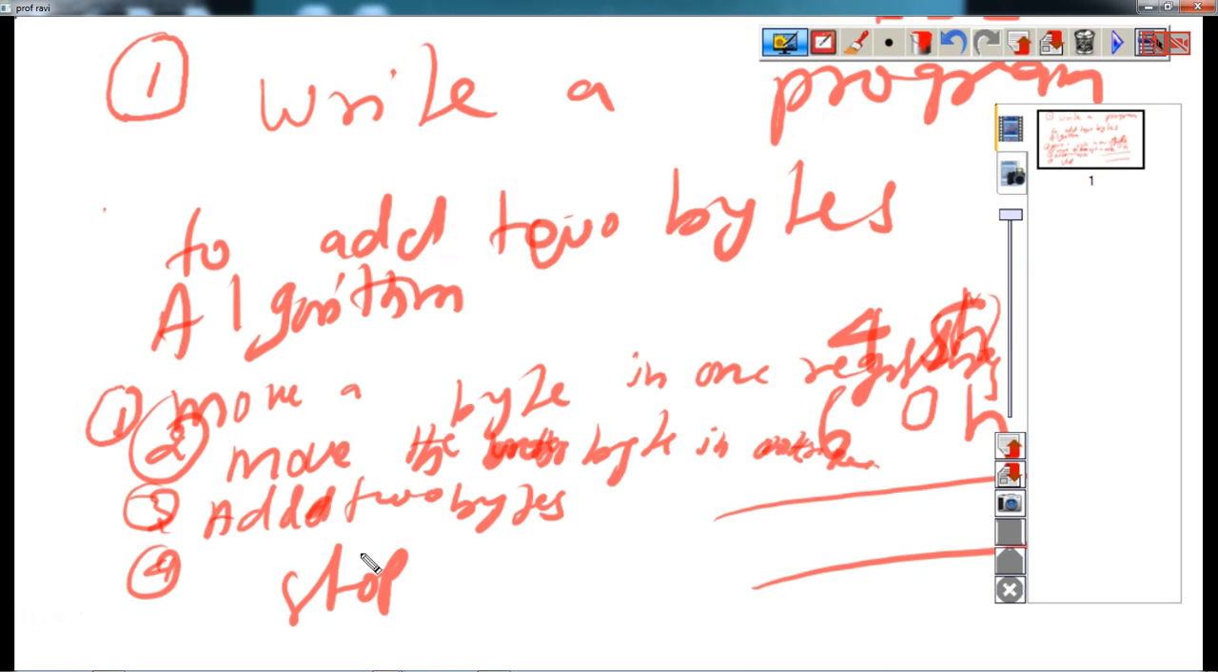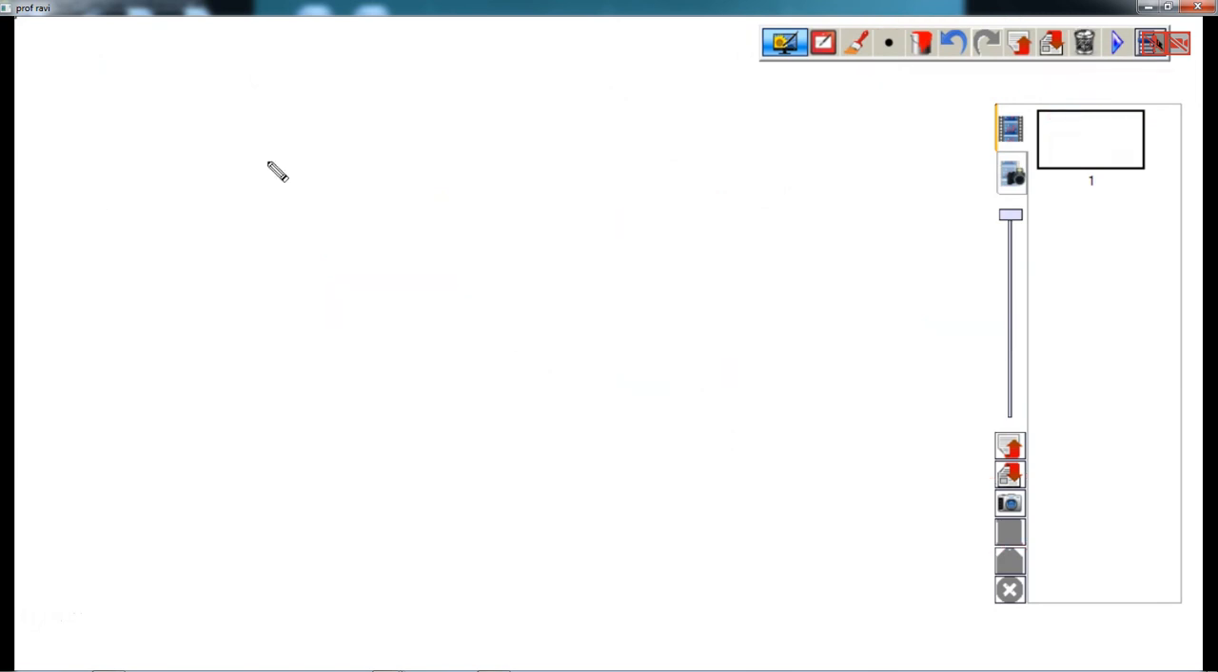Then copy the first byte into one register, move the second byte into the second register, then add them, and then stop. This is what the general algorithm is. Now you should bring this into the form of code.